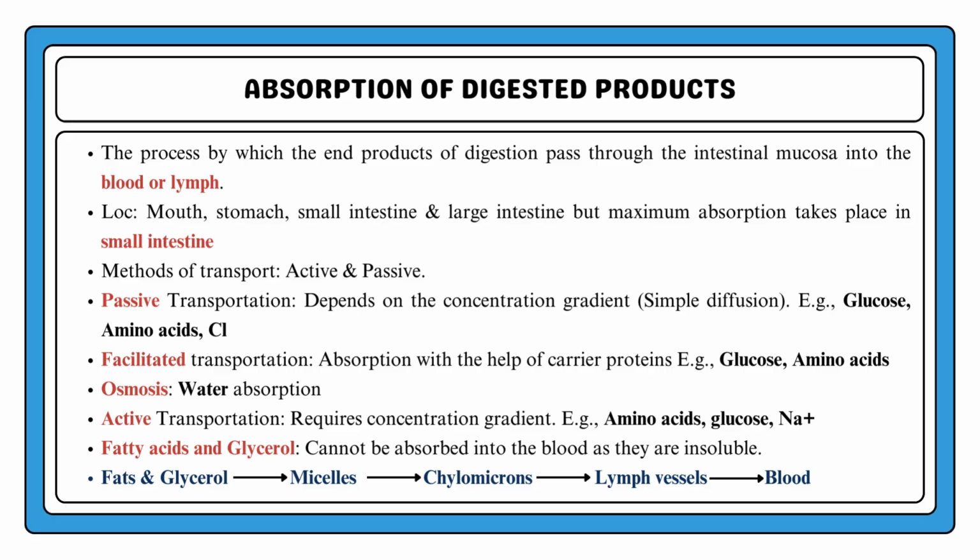Fatty acids and glycerol cannot be absorbed into the blood as they are insoluble. So the fatty acids and glycerol are incorporated into small droplets called micelles. Then they are reformed into very small protein-coated fat globules called chylomicrons, which are transported into the lymph vessels in the villi. These lymph vessels ultimately release the absorbed substances into the bloodstream.